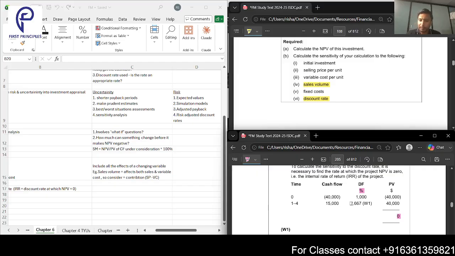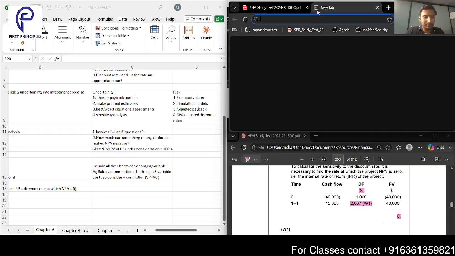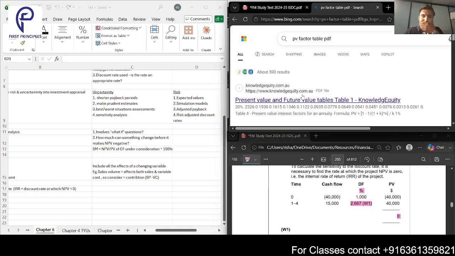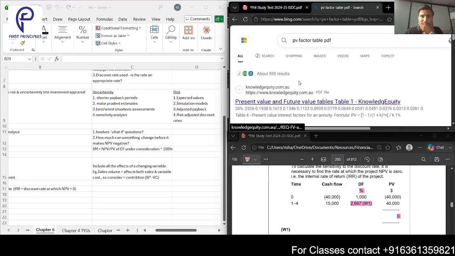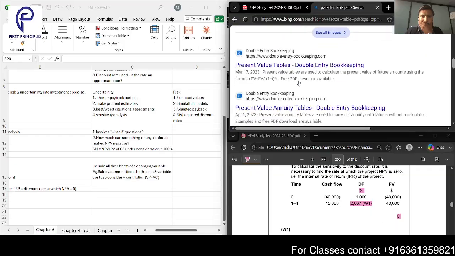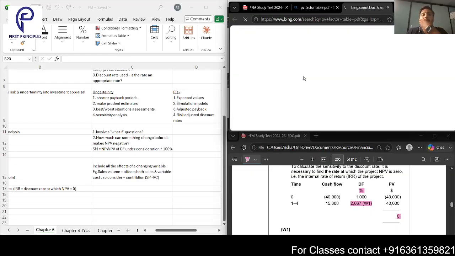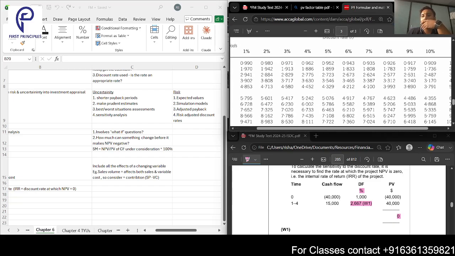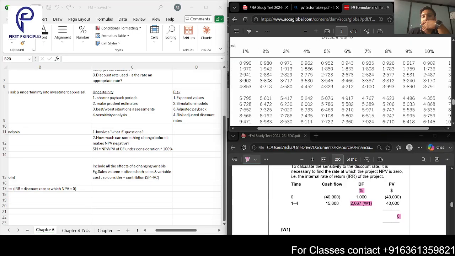So what do we multiply 15,000 with so that it becomes 40,000? That came to 2.667. Now we look for the discount factor for which the annuity factor for the first 4 years is 2.667. We will find it in the present value table. This is the annuity table. We have to look at which rate for 4 years gives 2.667.